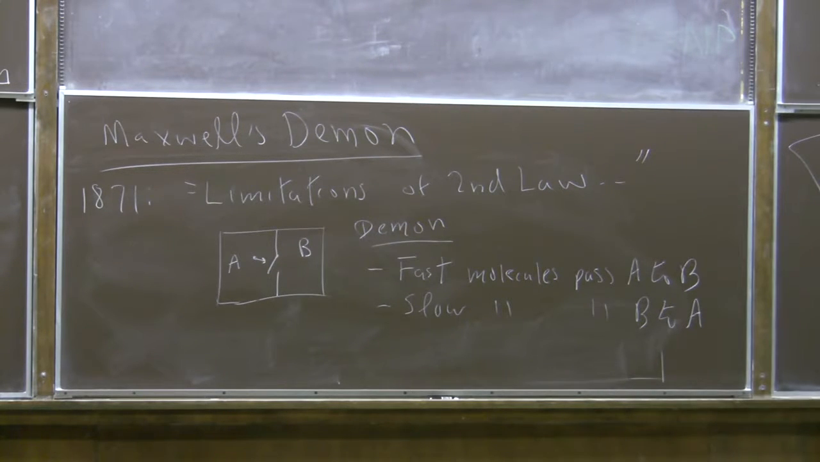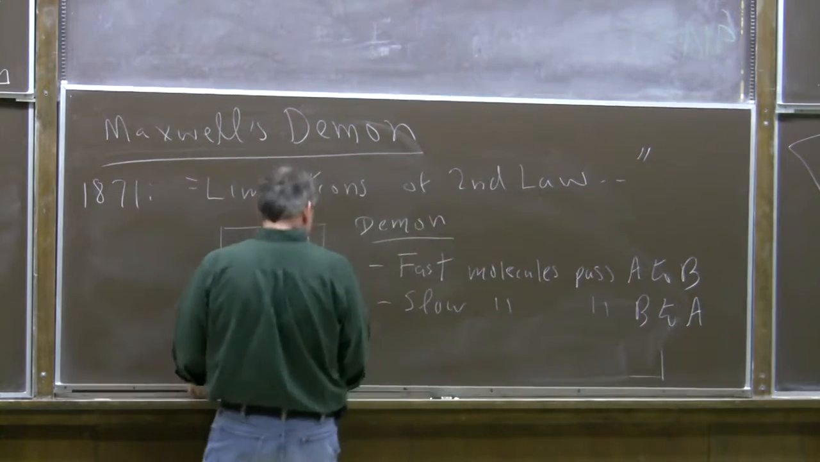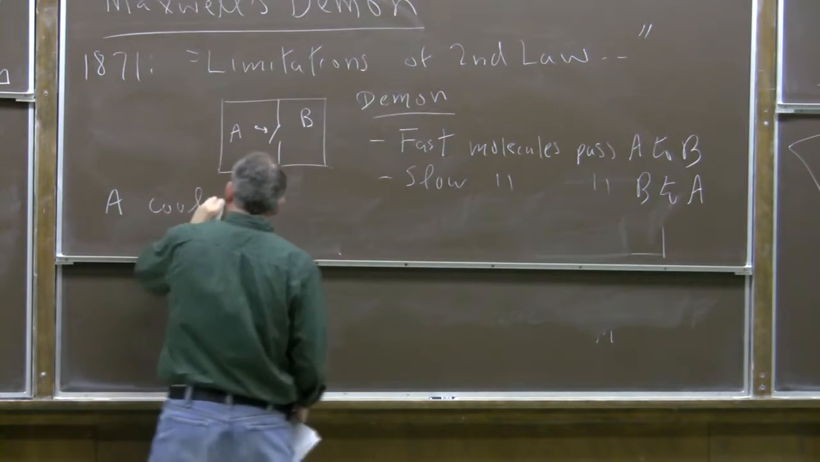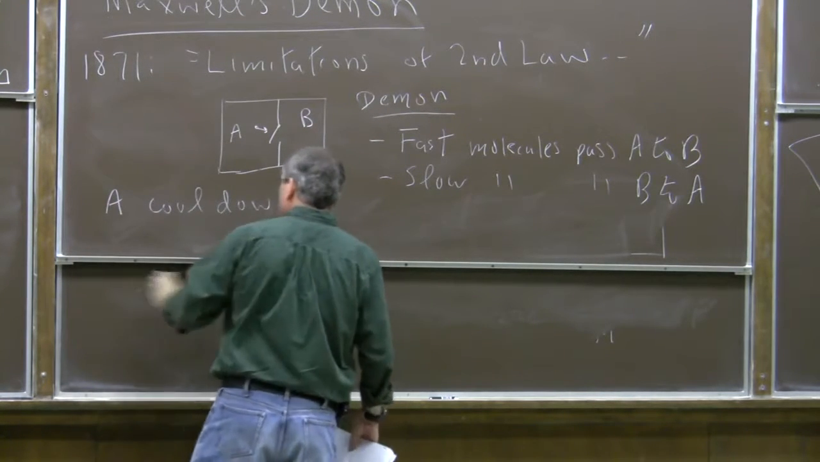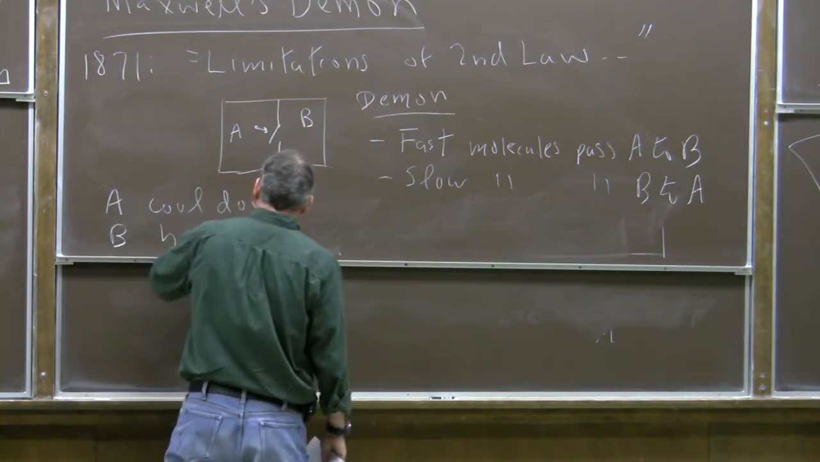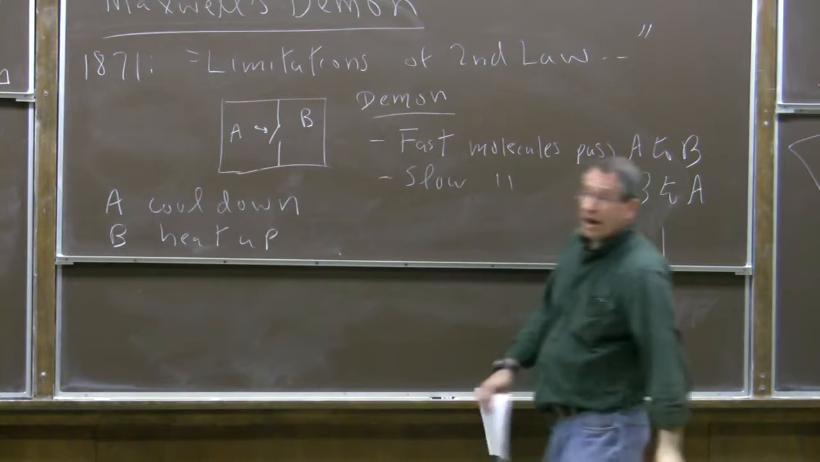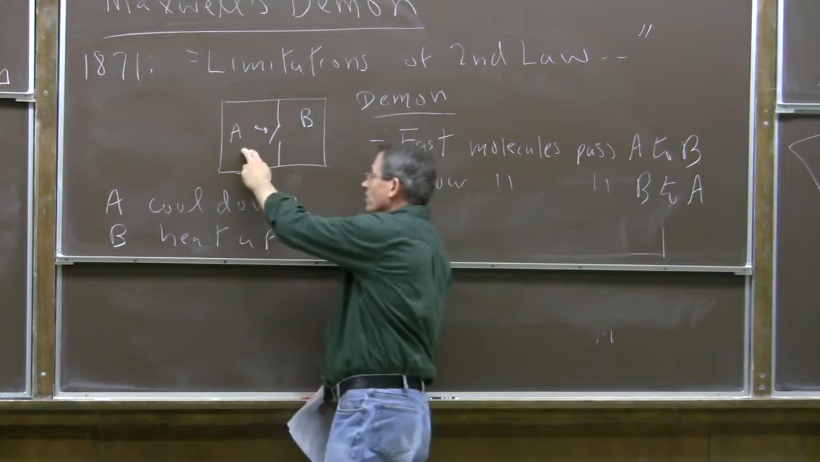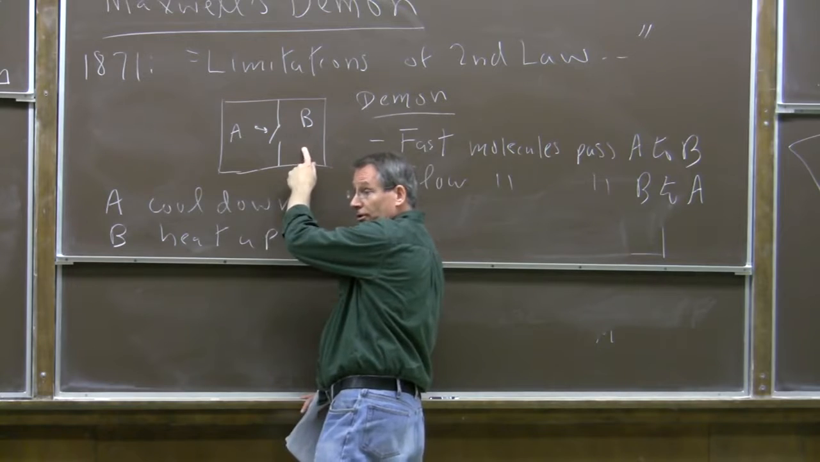And the demon keeps doing this for a long time. And what happens? Well, A is going to cool down, and B is going to heat up. So we started out with all the gas and molecules at the same temperature, governed by a single Maxwell distribution, but after a while, A is cooler, B is warmer.